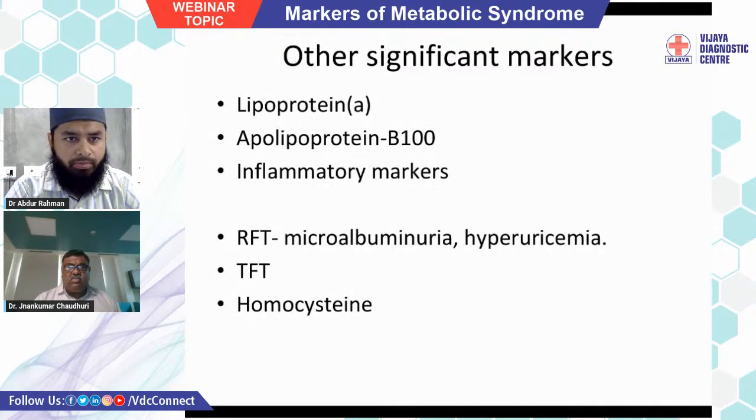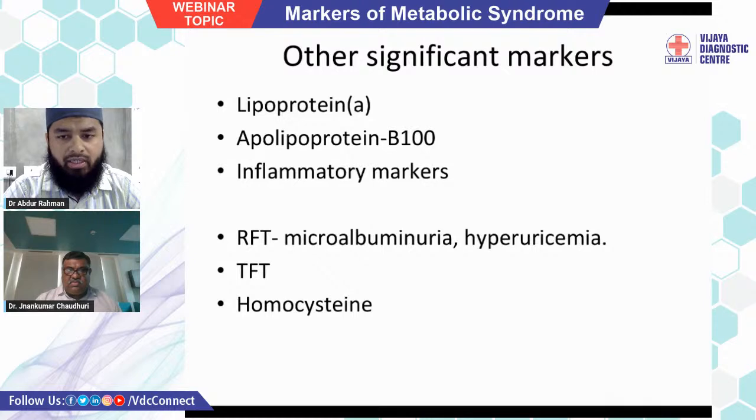Then other significant markers would be lipoprotein A. Lipoprotein A is considered a very good marker for cardiovascular disorders. Then apolipoprotein B100, which is present in VLDL and LDL. These are very good markers for metabolic syndrome. We can do a common lipid profile test, and after that we can see the special ApoB100 levels and directly correlate with LDL levels. Inflammatory markers already discussed: IL-6, TNF alpha, CRPs. Then in RFT we already discussed microalbumin and hyperuricemia.